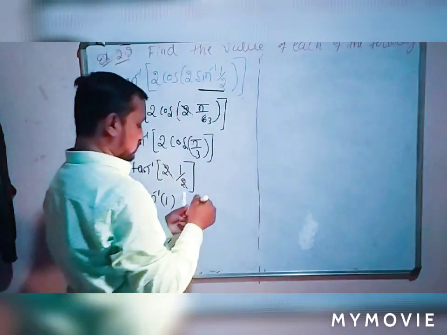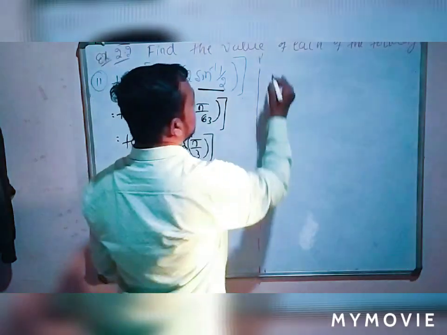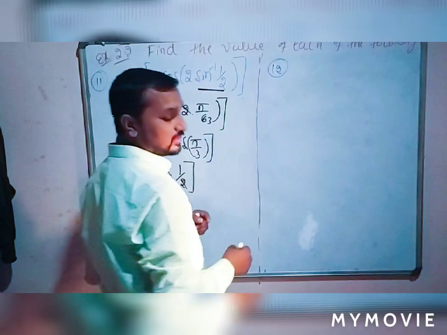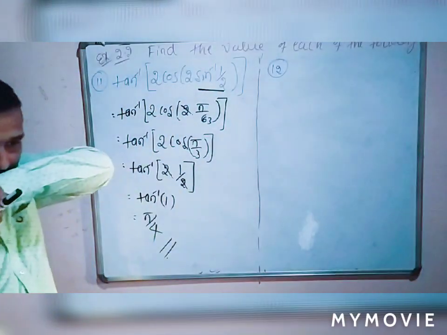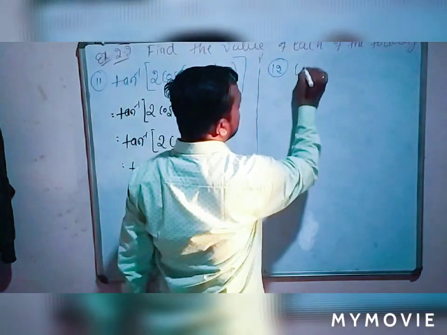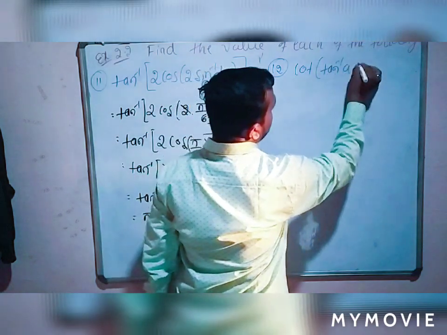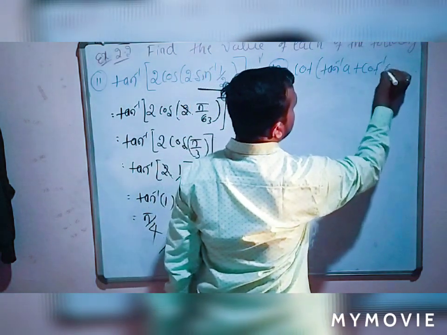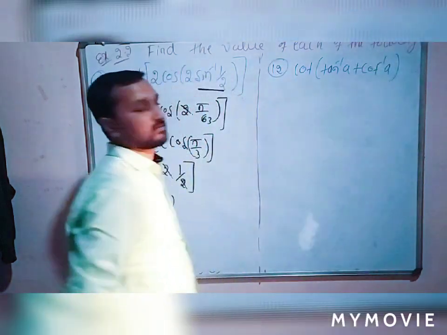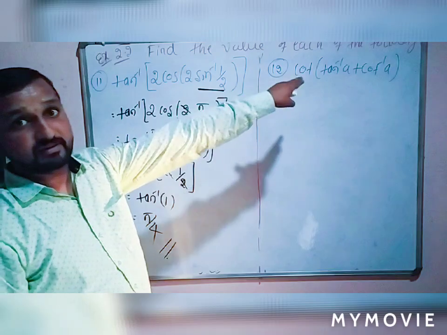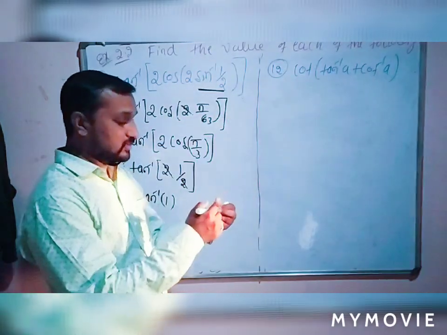Next example, the 12th one. Already we solved this type of example. Find the value of what is the function? Cot of tan inverse of A plus cot inverse of A. Very simple example. Already we solved this type of example. Is that clear? So this is yours.